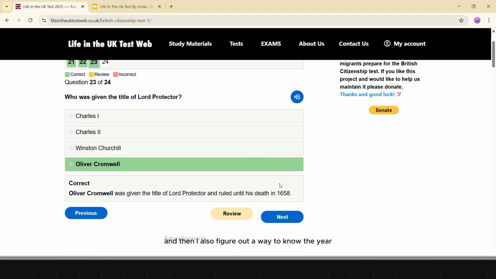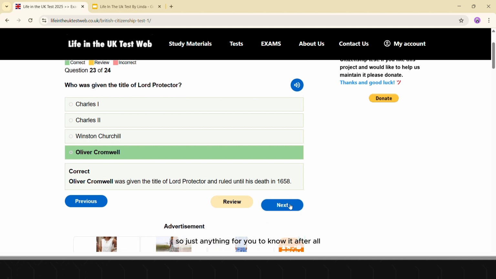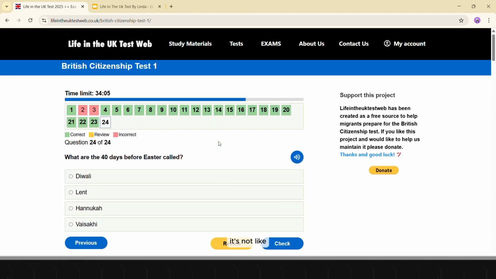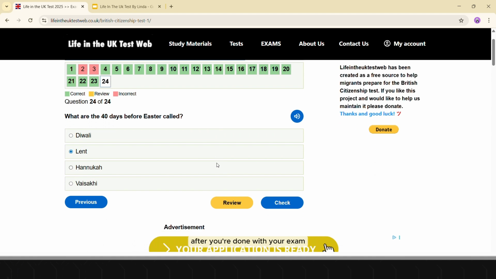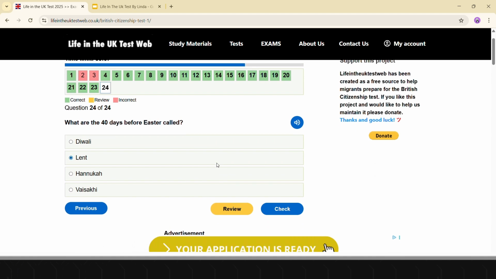Next, make sure you read this, and then I also figured out a way to know the year. So I think I counted 1, 2, 3, 4, 5, 6, and that's for the 6th year. 1, 2, 3, 4, 5, 7, 8, and that's for the 8th year. So just anything for you to know it. After all, it's not like people are going to stop you by the roadside after your exam to ask you something. So for this, I remember the first thing I did was search this up, and I just learned a couple of things about it.